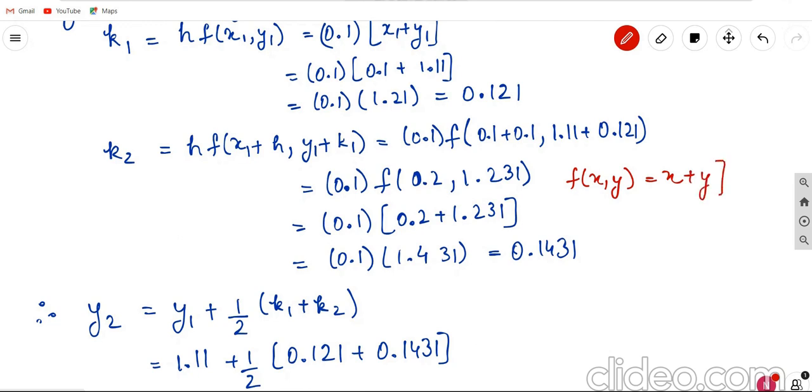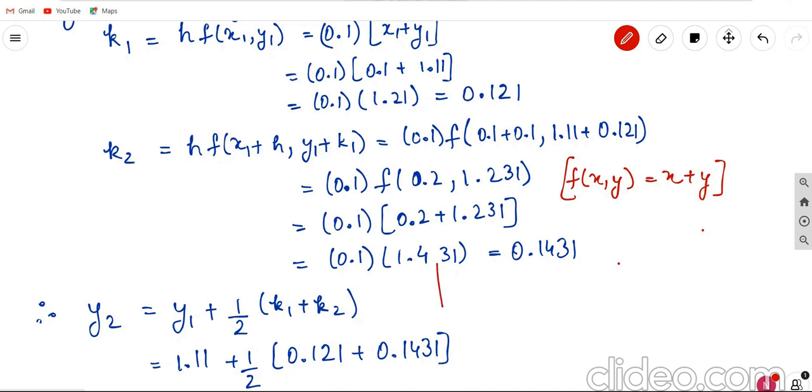So k2 would be h times f of x1 plus h, comma y1 plus k1. So x1 plus h is 0.1 plus 0.1. y1 plus k1 would be y1 that we have calculated above, 1.11, plus 0.121, k1 that we have just found out above. Then putting all the values here, we will calculate k2 as 0.1431.